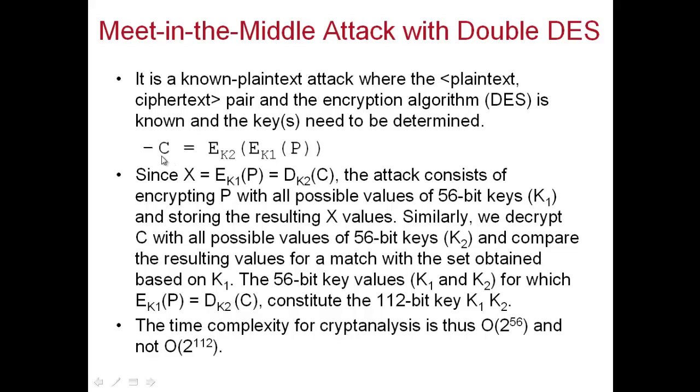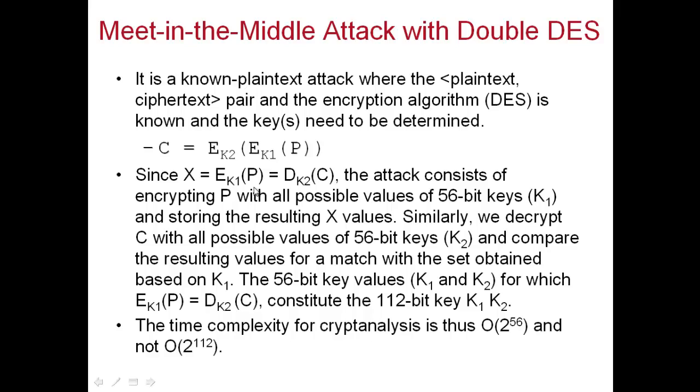To decrypt the ciphertext, we do the decryption with K2. The decryption with K2 of the overall ciphertext is going to give us what we got out of encrypting the plain text P with K1, because that is what is encrypted further to get the ciphertext. So decrypting the ciphertext with K2 gives us what came out of encrypting the plain text P with K1.